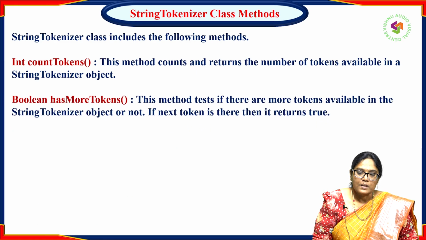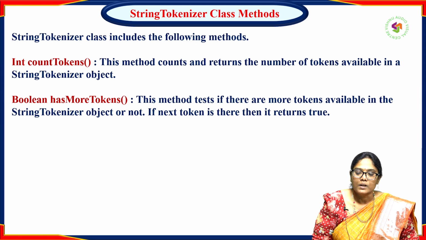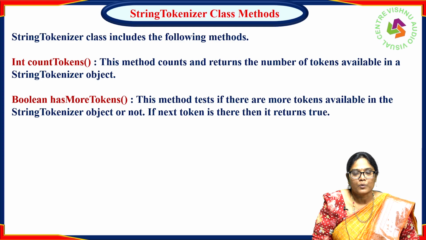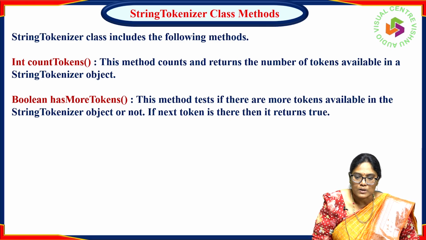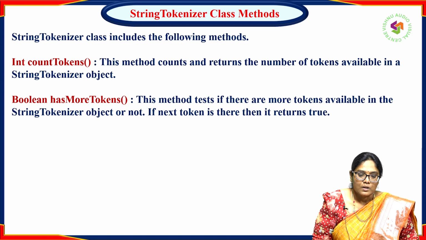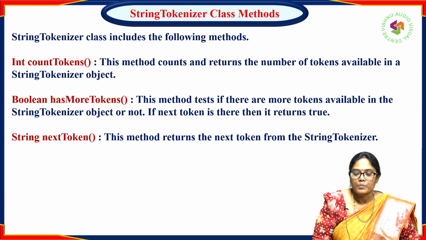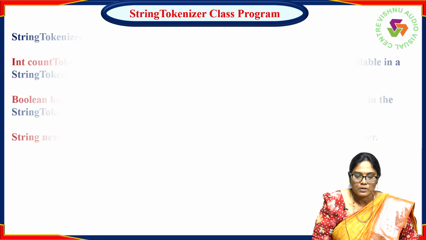The next method is hasMoreTokens. This method tests whether there are more tokens present in the StringTokenizer object or not. If more tokens are present, that is, if the next token is found, then it returns true, otherwise it returns false. The next method is the nextToken method, which returns a string. This method returns the next token that is present in the StringTokenizer object.